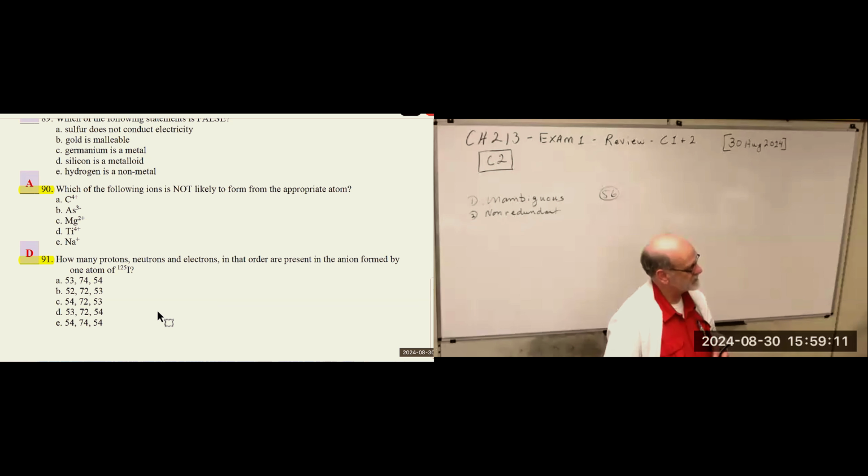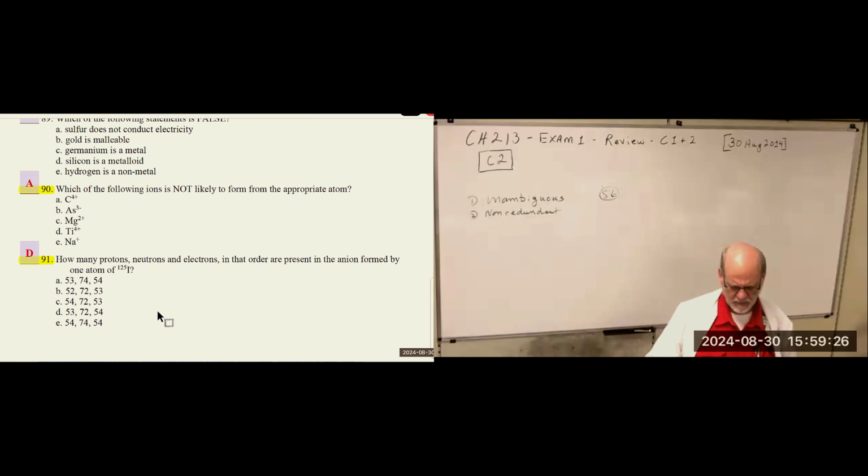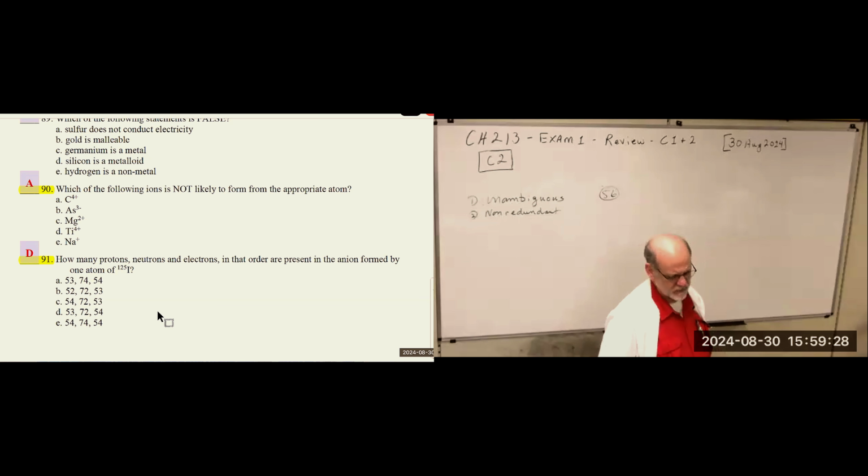Carbon 4+ is highly unlikely. Let's see if they put that. It's the last one. It's possible you can get a 4+ charge of carbon, right? Because carbon is, well, let's see, we haven't done electronic structures yet. I'll save that for later. So carbon is the most likely answer. Not likely to form from the appropriate atom. It can form, but it's not likely to.